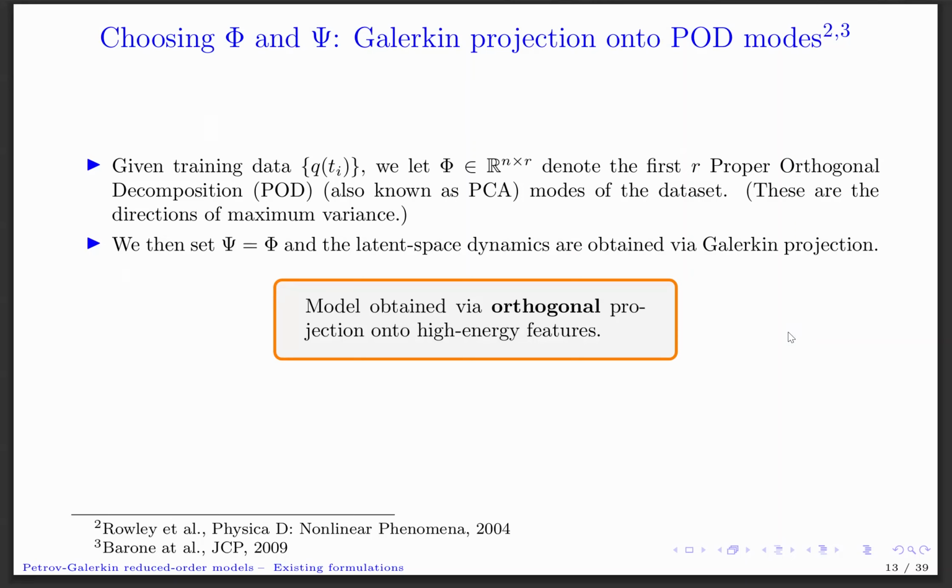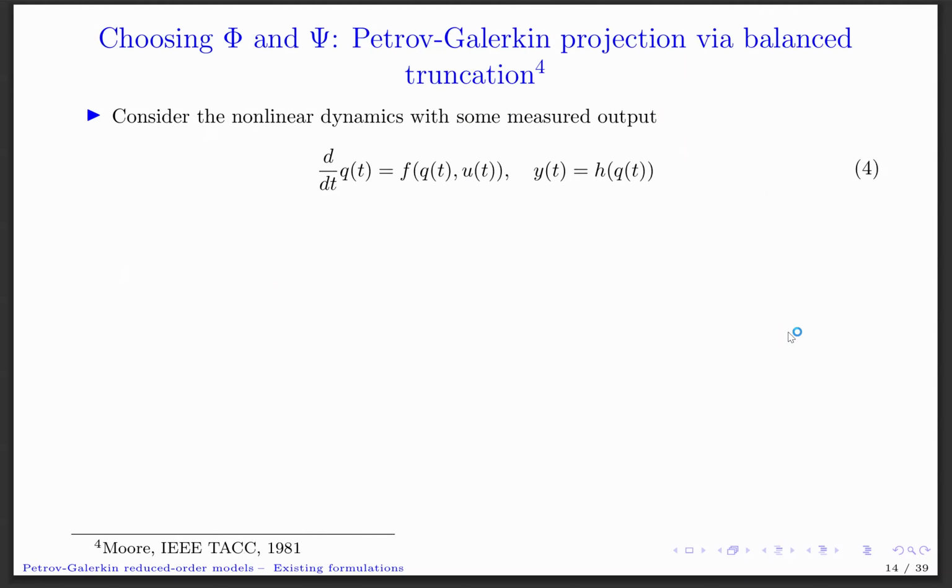We're just orthogonally projecting an initial condition onto the span of the projection. And by the discussion we just had, you might conclude that this might not be the best thing to do from a dynamic standpoint. Okay, so we know that we need oblique projections at times. So POD doesn't give us that.